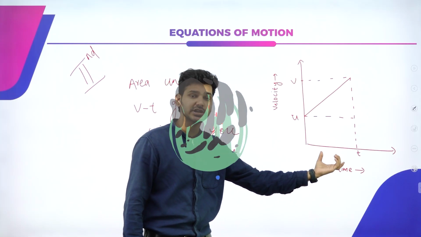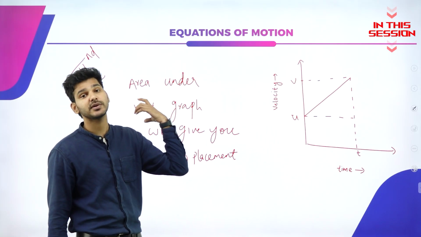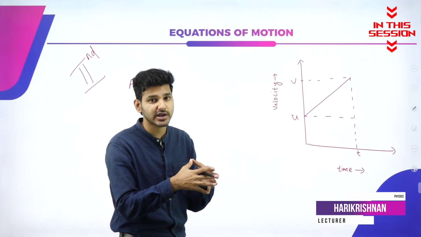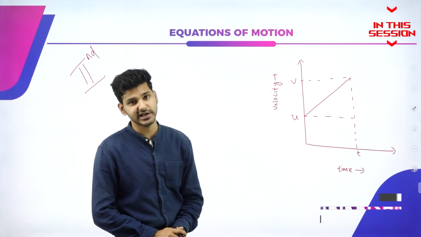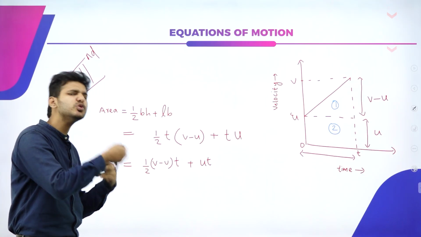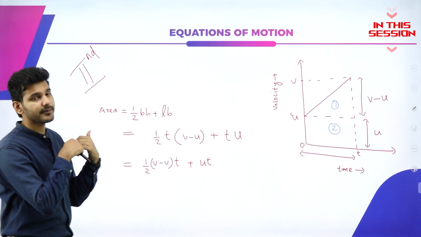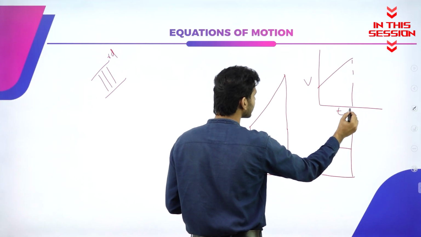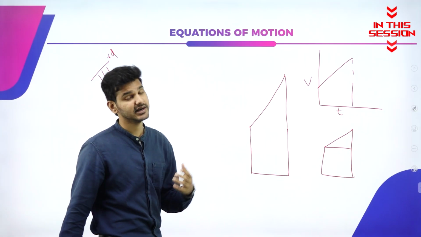Area under this particular graph will give you the previous quantity, that is displacement. If you find out the area of the triangle and the rectangle, you can add them together and then you will get the total area, right? Now, if you remember a few minutes backwards, we already proved one first equation of motion. Area under the velocity time graph will give you displacement.